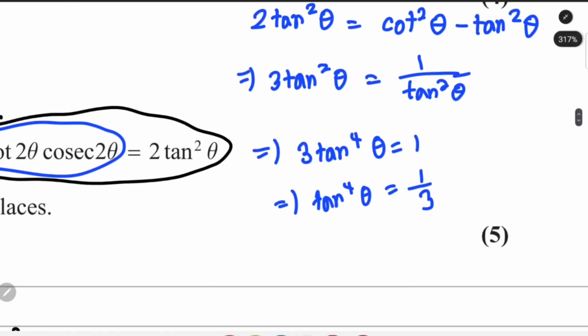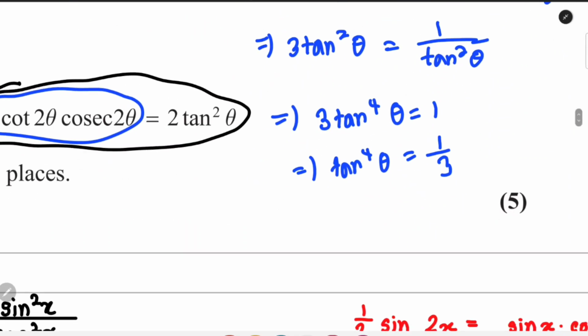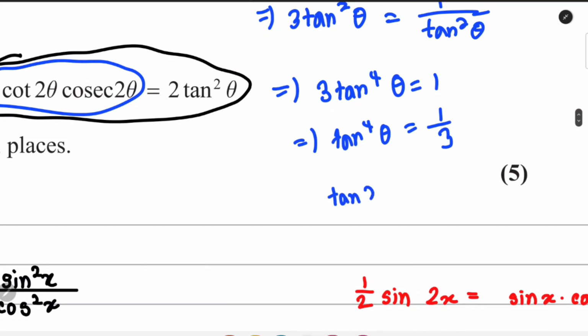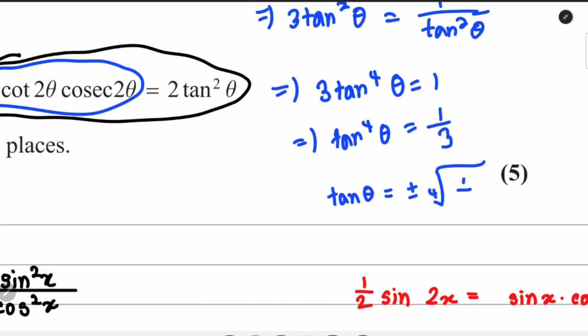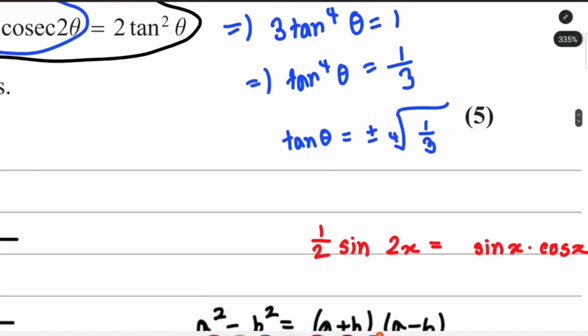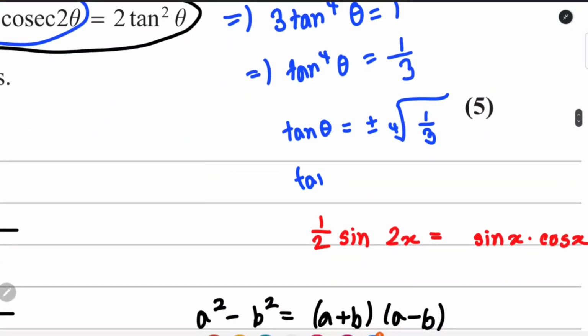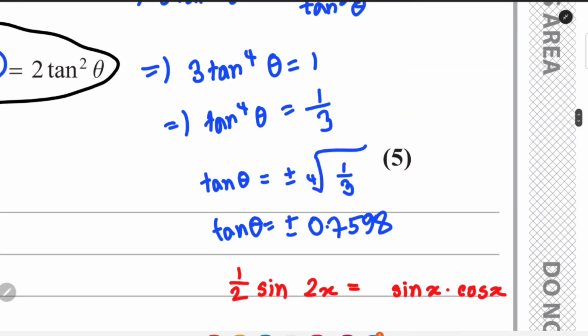The value of tan theta will be plus or minus the 4th root of 1/3. Tan theta will be equal to plus or minus 0.7598. From here I can find the values of theta.